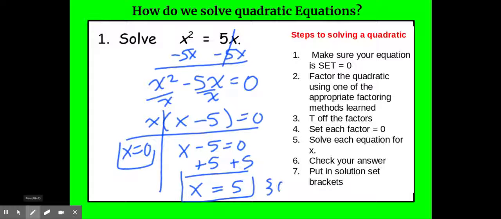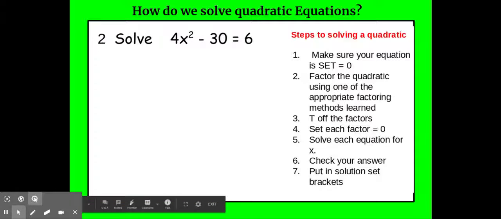You could write those in solution set notation brackets. And you could also check your answer when you plug it in the calculator. Okay, pause this and make sure you get it down. Now on to the next one.